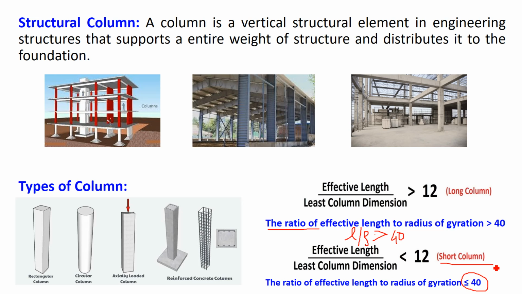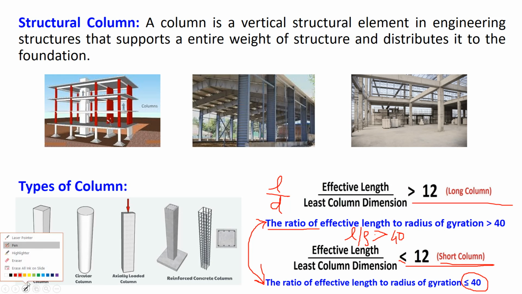So whenever in an interview a question is asked on what are the types of column, you should always answer that a column can be a long column or a short column. Then what is the criteria for a long column? You can say that if the ratio of effective length of the column to its least lateral dimension is greater than 12, it is called a long column. If it is less than 12 or equal to 12, it is called a short column. Another way to define long and short column is if the ratio of effective length of the column to radius of gyration is greater than 40, it is a long column. If it is equal to 40 or less than 40, it is called a short column.